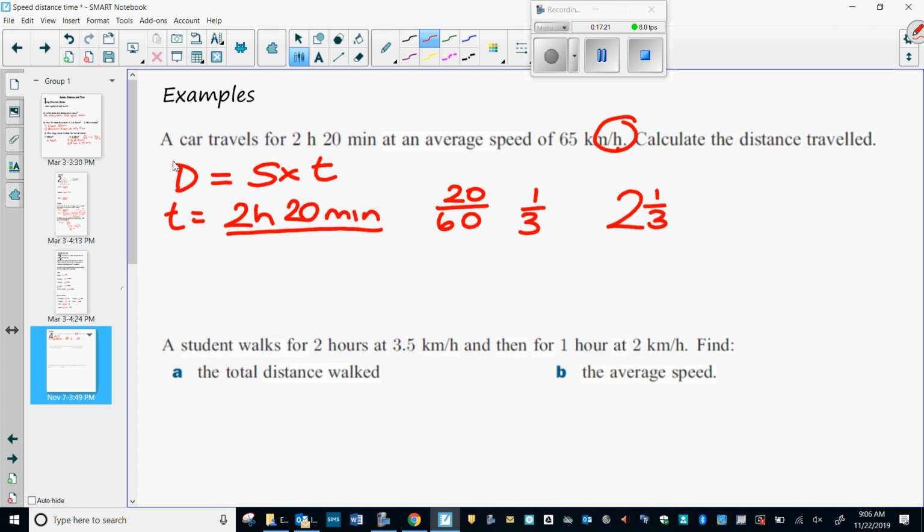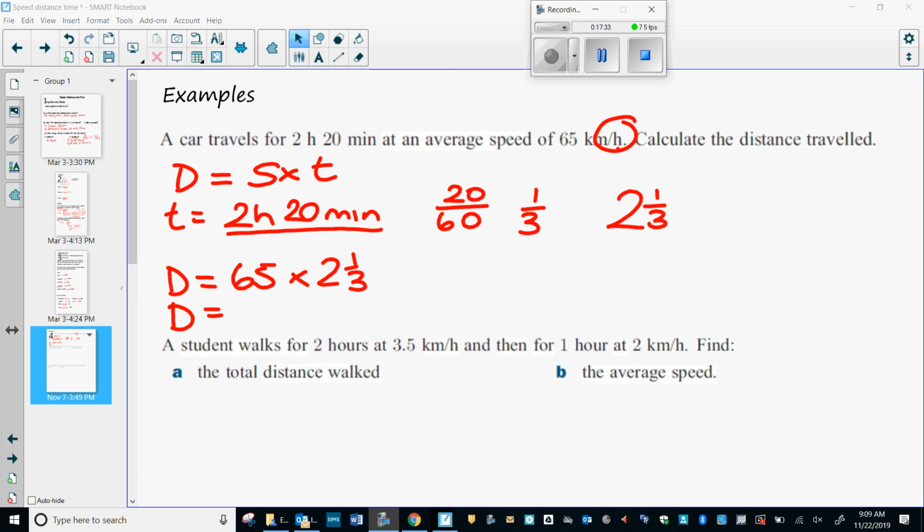So now I know that my distance is my speed, which was 65, multiplied by 2 1/3. Now we need to make sure that we can find 2 1/3 on our calculator. Do we know how to do that? I'm going to put 151.7. Hang on, we've got different answers.